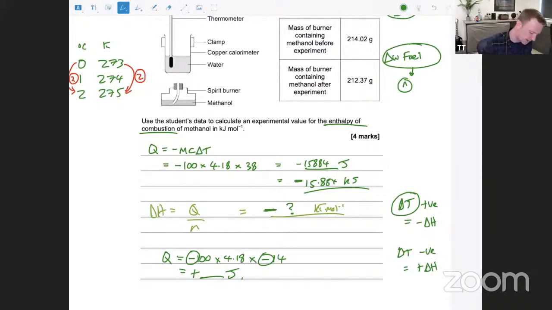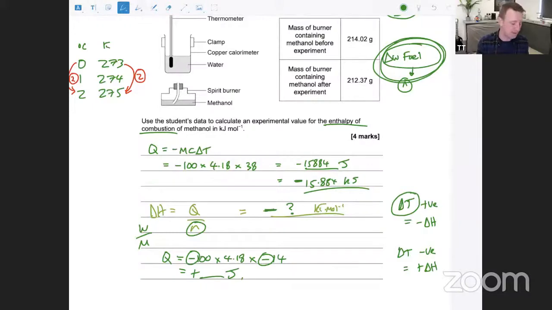Ariba, yes, to find the n here, it's just mass over molar mass, okay? So we can find the change in mass here. So the mass of methanol used divided by the molar mass of methanol, that will give you the number of moles, okay? So that's what we need to do for these types of questions.